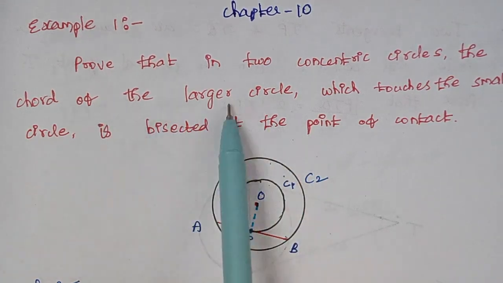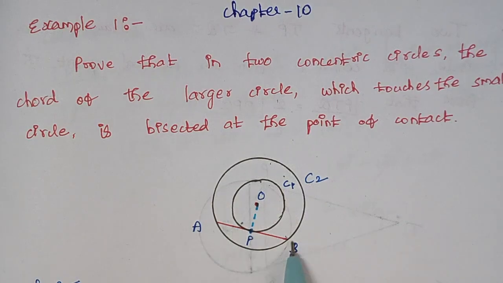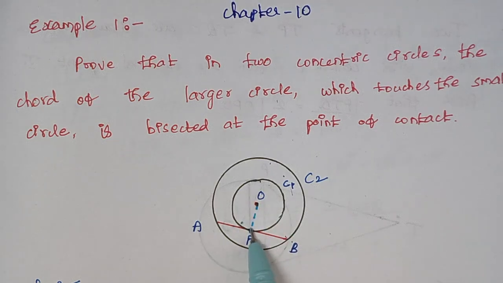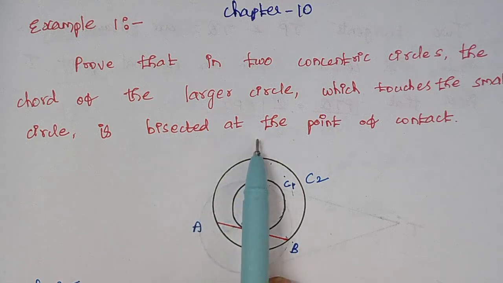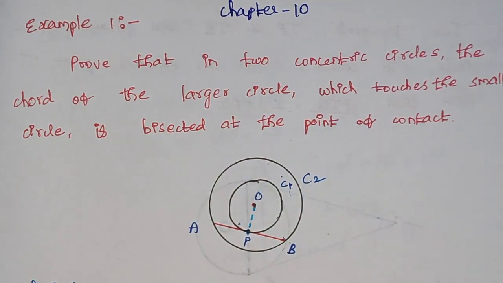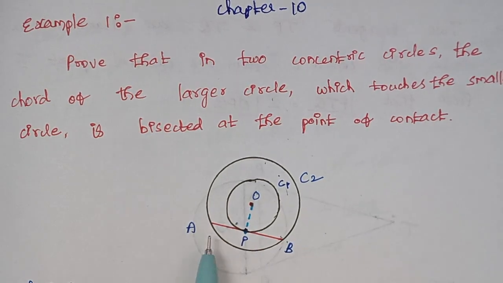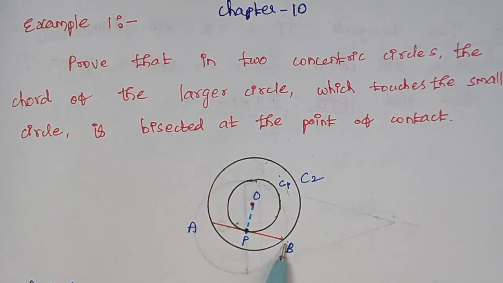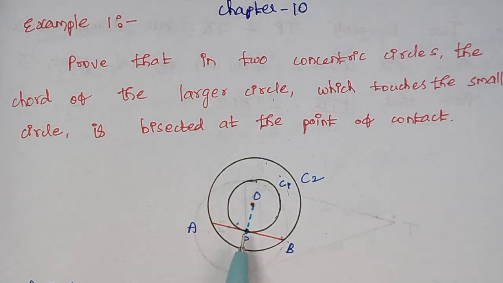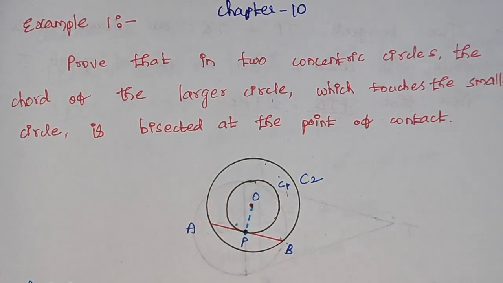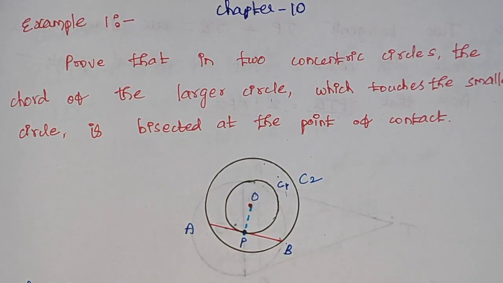So the chord of the larger circle, in this diagram AB is the chord. This chord touches the smaller circle, right? So we are assuming let the chord AB touches the smaller circle at point P, and is bisected at the point of contact. What do you mean by bisected? It is equally divided into two, right? For example, if the length of the chord AB is 10 centimeters, then AP is 5 centimeter and PB is 5 centimeter. Okay, the chord is bisected. That is the reason it is equally divided into two parts, right?